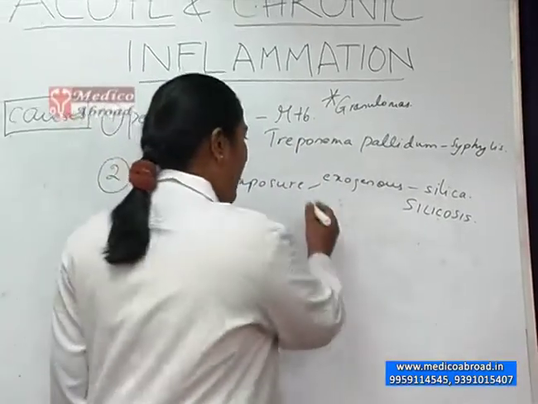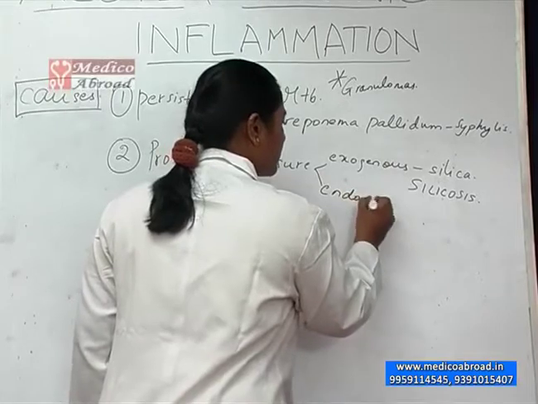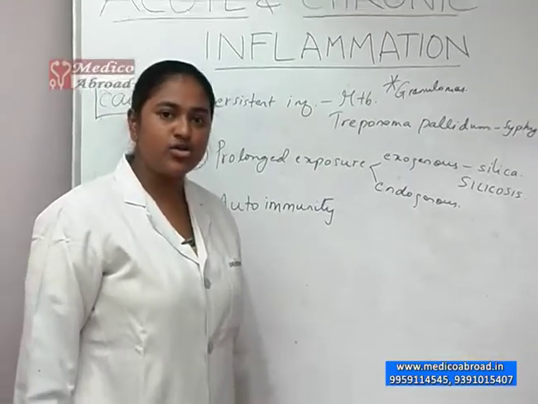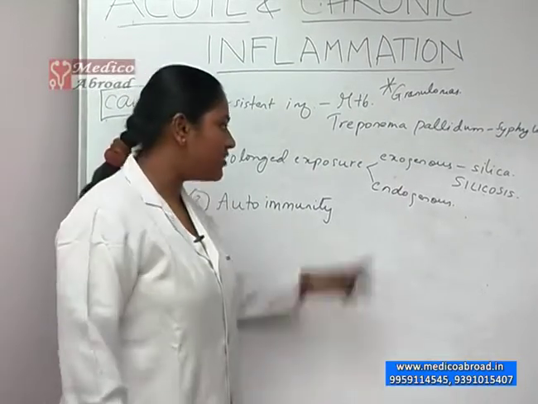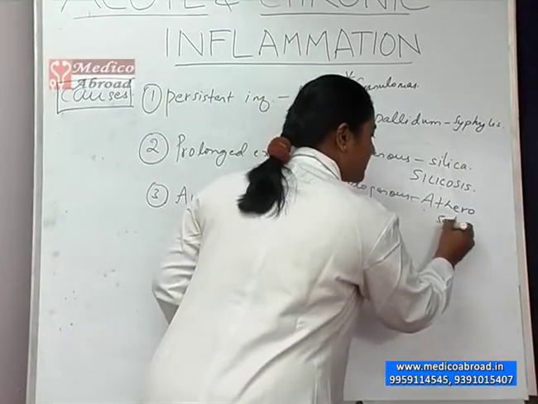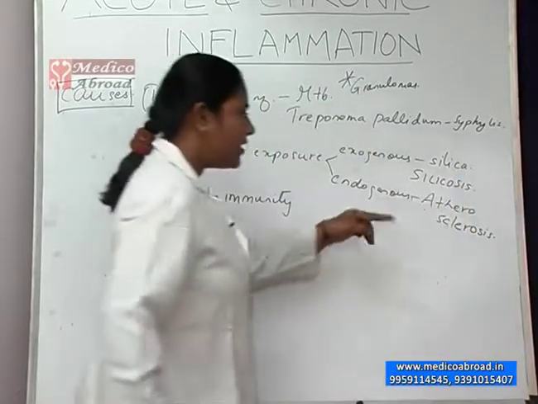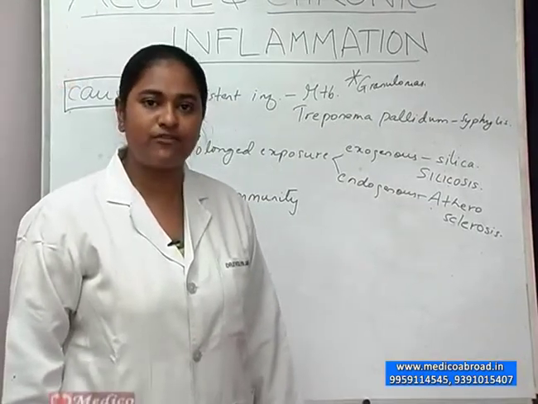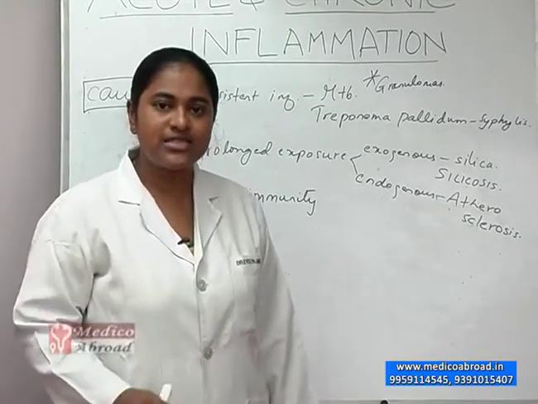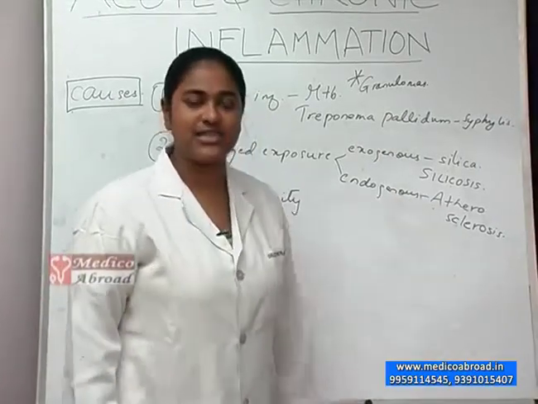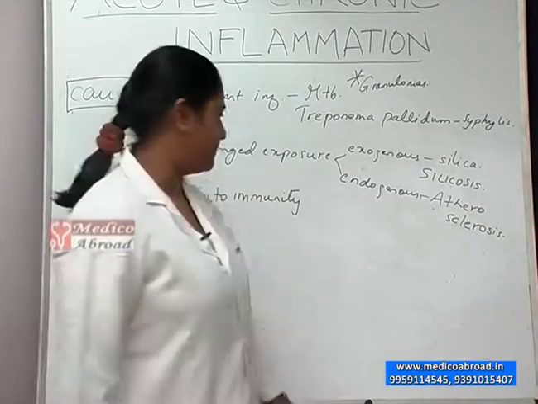Then there may be endogenous substances which may act as a noxious stimulus for chronic inflammation. For example, in atherosclerosis, the endogenous plasma lipid content acts as a stimulus for chronic inflammation in blood vessels, especially in large arterial walls. This predisposes to the formation of atherosclerotic plaques inside the arterial walls.